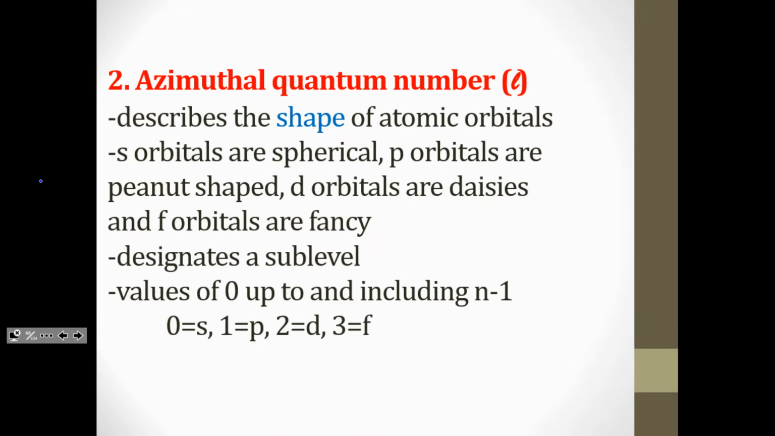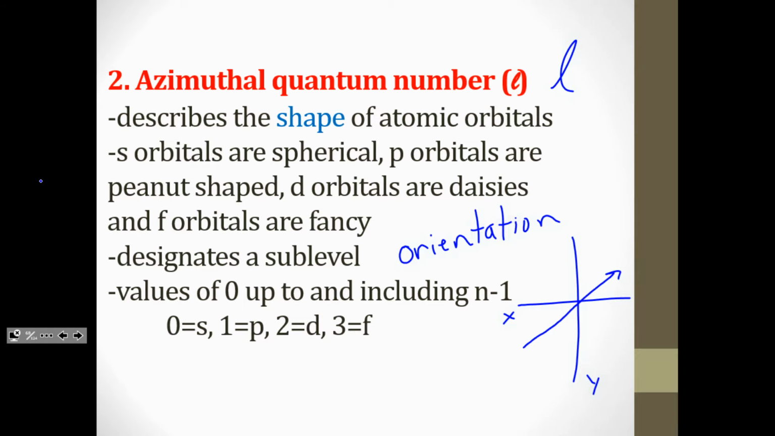The second quantum number would be the azimuthal quantum number. It is designated by the letter l, and usually it's a cursive l. It describes the shape of the atomic orbitals. S orbitals are spheres, p orbitals are peanut-shaped, d orbitals are daisies, and f orbitals we like to call fancy. l designates a sublevel. It basically talks about orientation. So you have an x, y, and then you have a z axis too in 3 dimensions. So what we're looking at here is the orientation in 3-dimensional space.